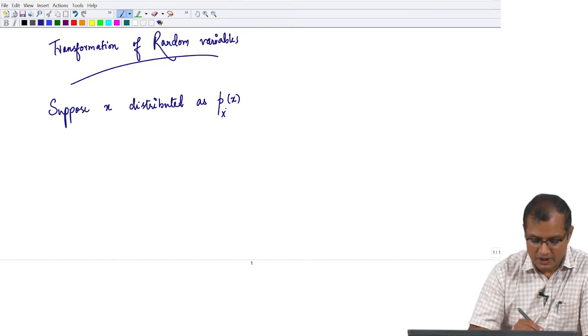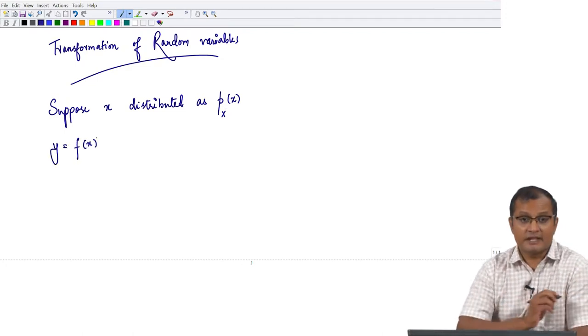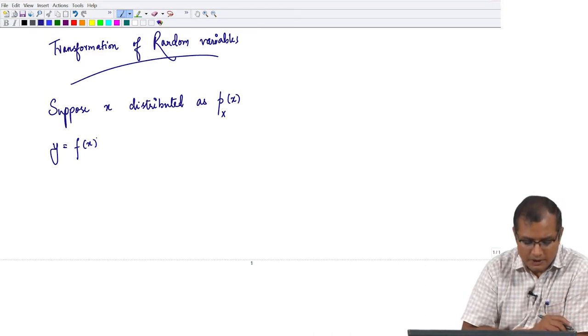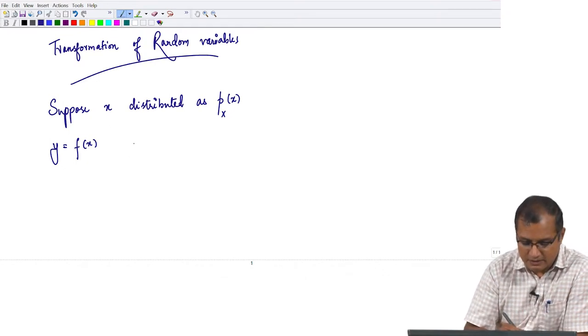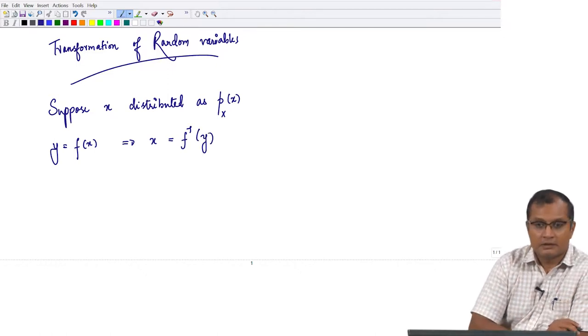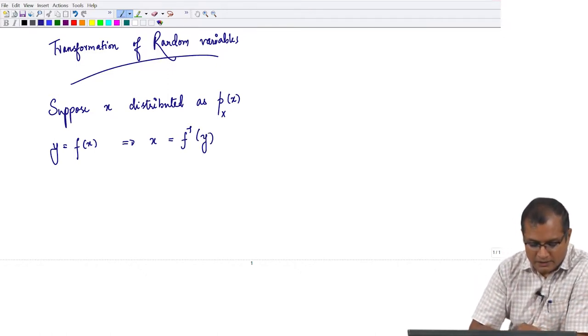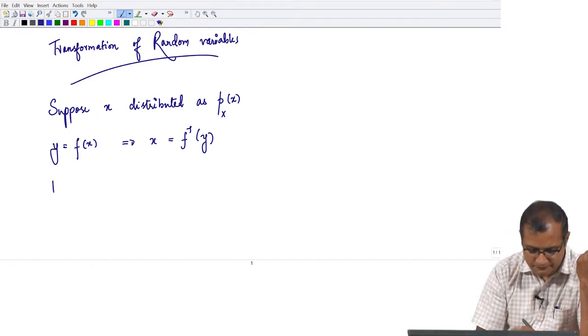Now you have a function y that is given as f of x. This relationship is sort of a one-to-one mapping, in the sense that I can invert this equation to get the values of x by simply saying that x is f inverse of y. Now I am interested in asking what is the PDF of y.